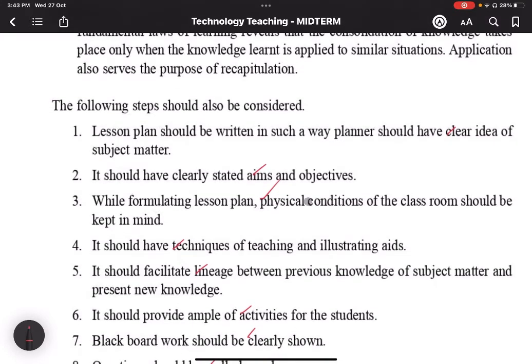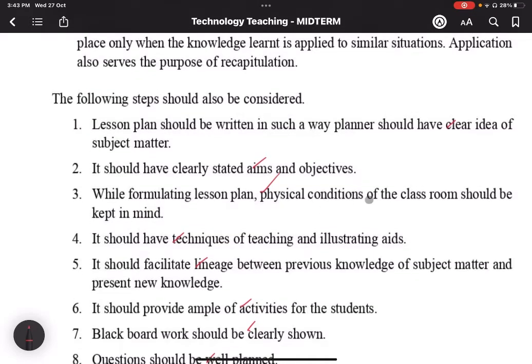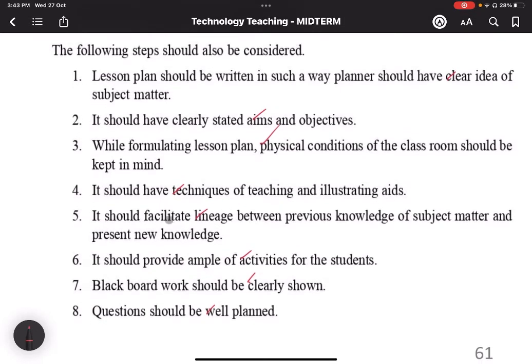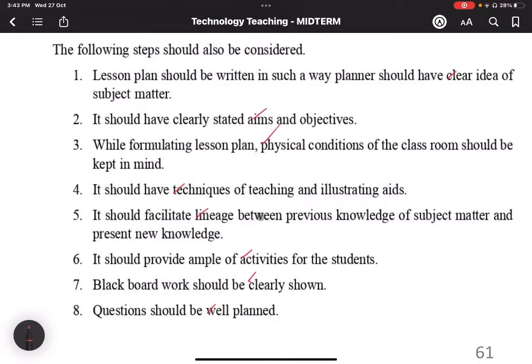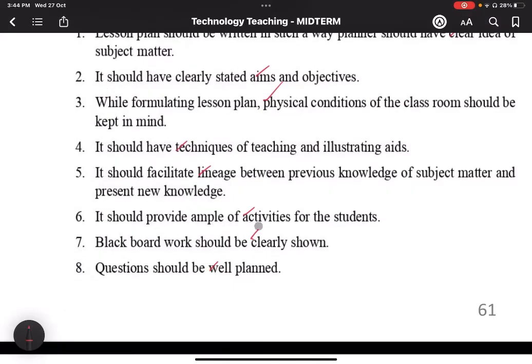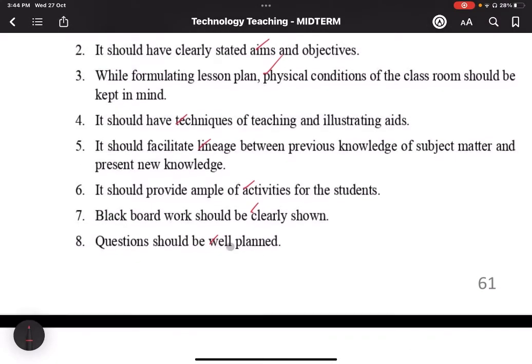It should take into account the physical conditions of the classroom. It should have techniques of teaching and illustrating aids. It should have a linkage between previous knowledge, so yung continuity natin, no? It should provide ample activities. Okay? Be clearly shown. Okay? Questions should be well planned.